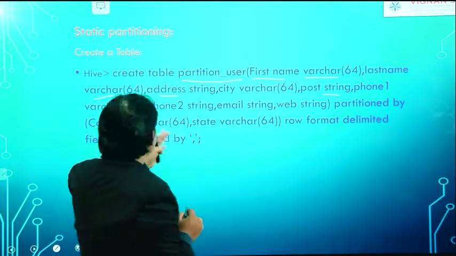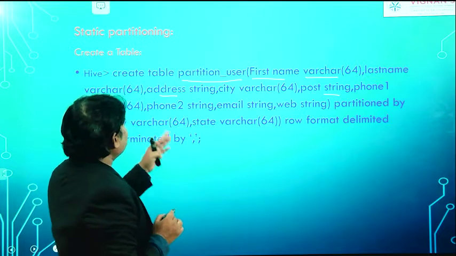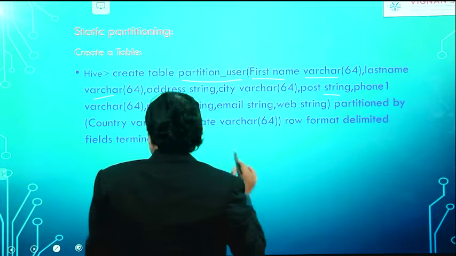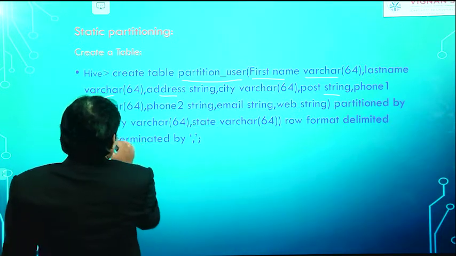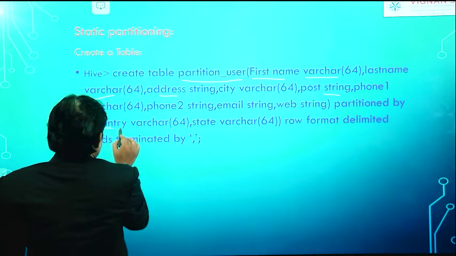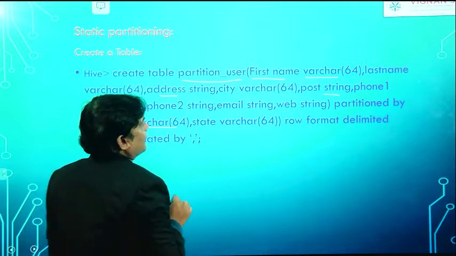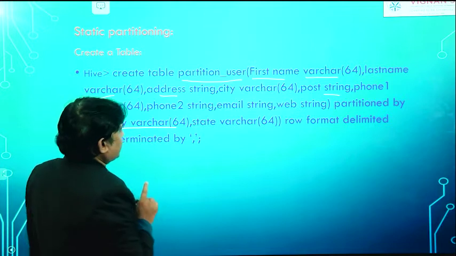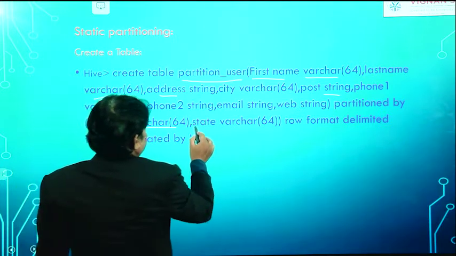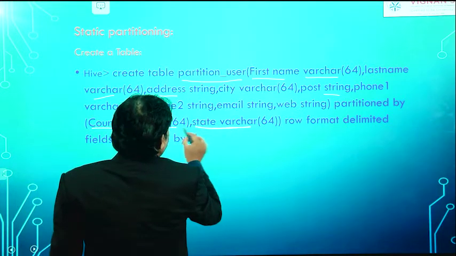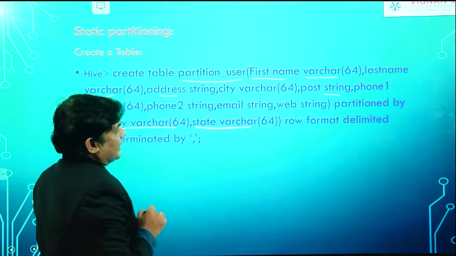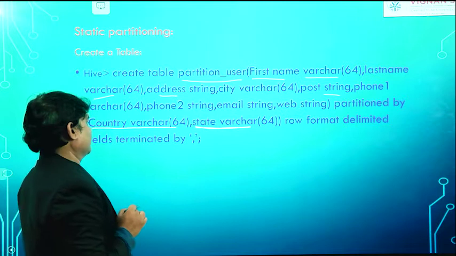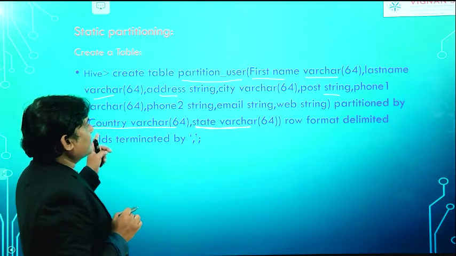We have different fields in which table? The table name is called what? The partition users, and then partitioned by country. That is what you are going to mention here. So you are going to do partitioned by country and state. It means we are going to have partitions by country and state, row format delimited, fields terminated by comma. Okay, so here we have to mention the partitions.